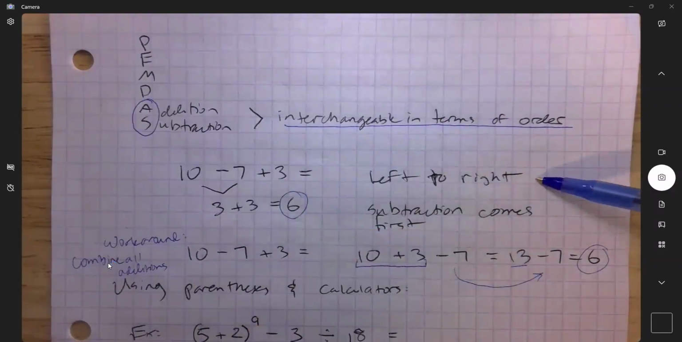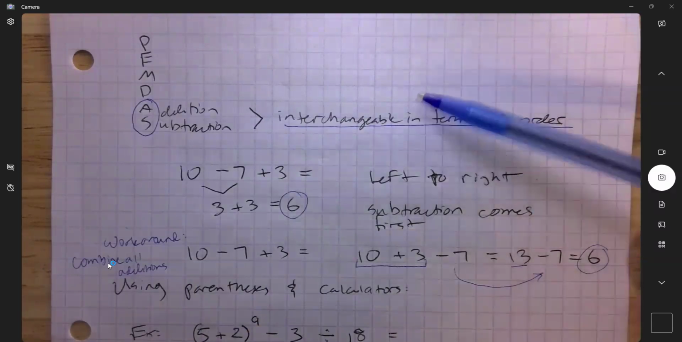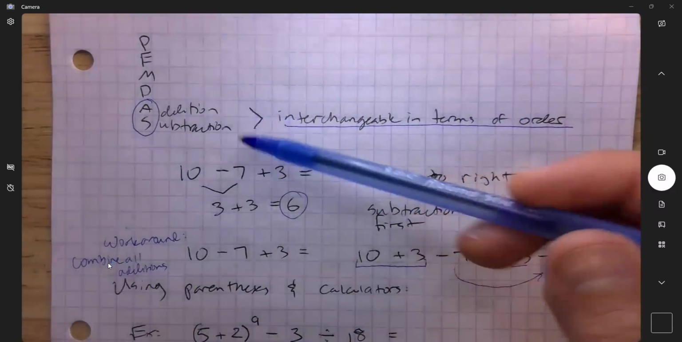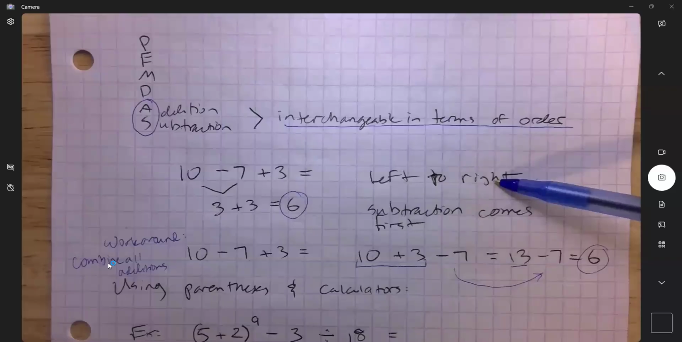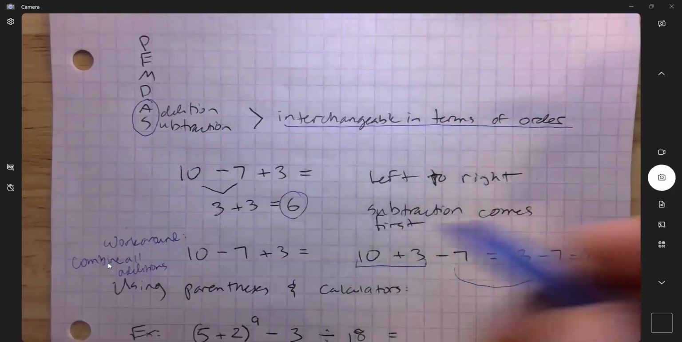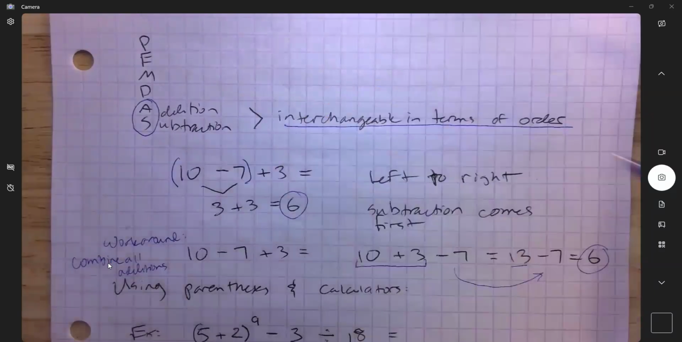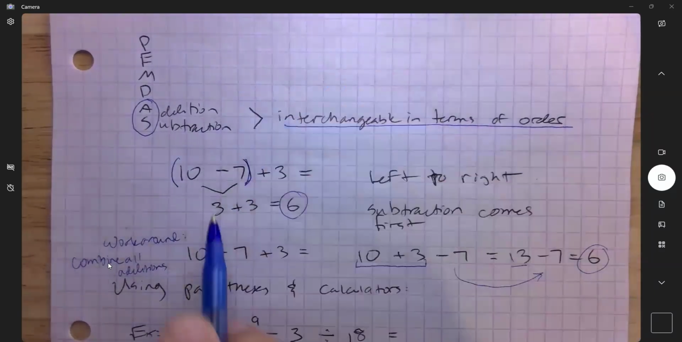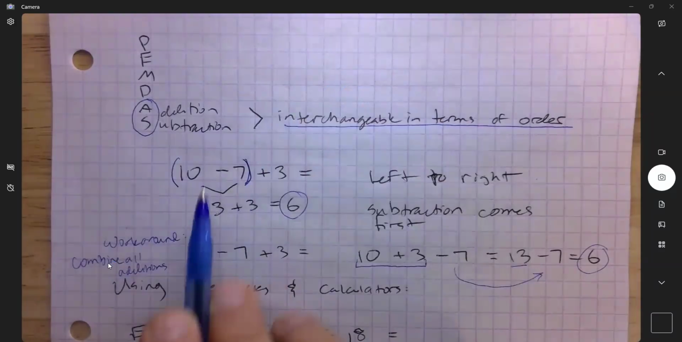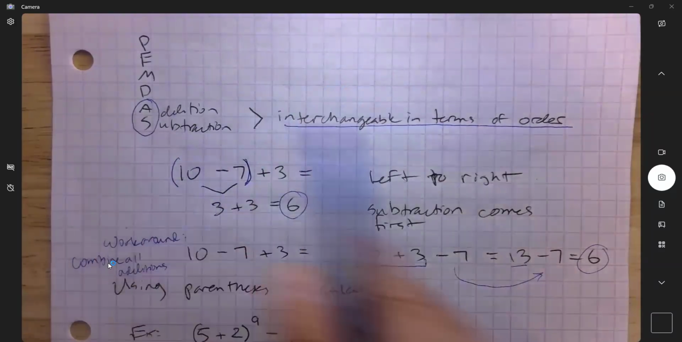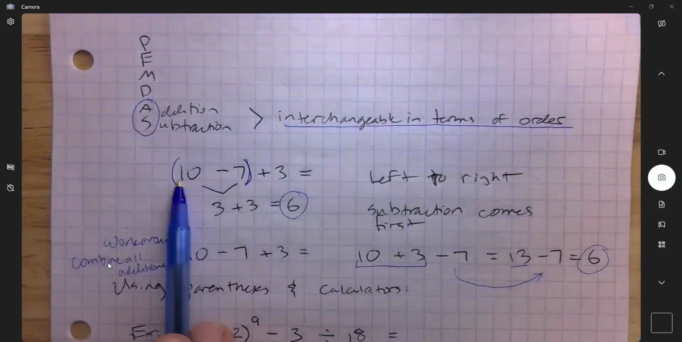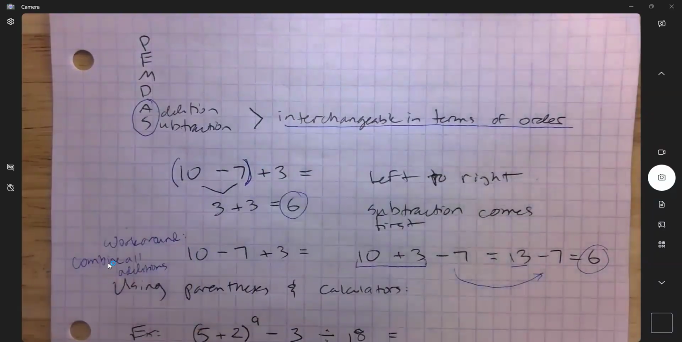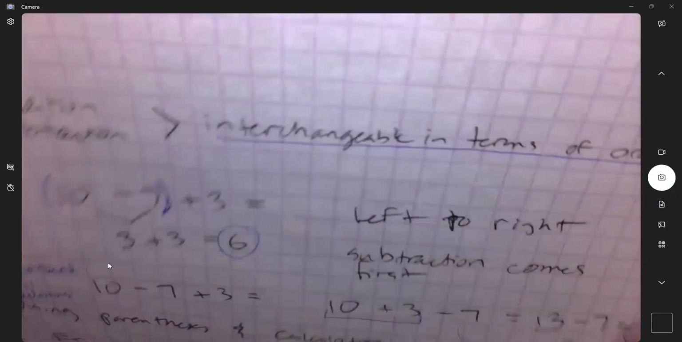So the key here is addition and subtraction. One does not win out over the other. You just work left to right. So this is an example where parentheses that are redundant but helpful would come into good use. Let me put parentheses around the 10 minus 7 just to remind me that I'm going to do that first. And all of a sudden, I don't have to worry about left to right, addition, subtraction. Instead, I get to use the parentheses step. Okay.